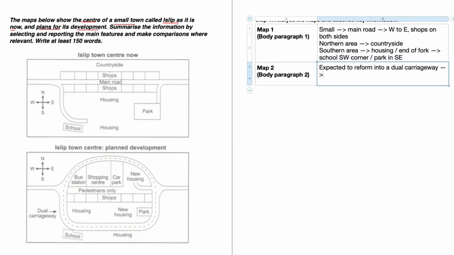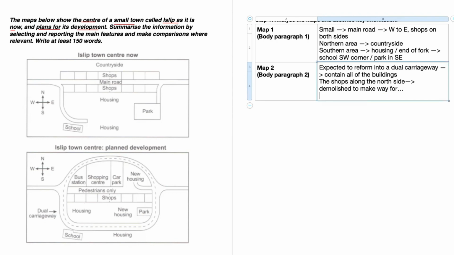And that is going to contain all of the buildings, it seems. You see how everything is in this dual carriageway. So the shops that were along the north side of the new pedestrian street, if we look here, these shops that we saw in our first map, it looks like these are going to be demolished, for example, to make way for this bus station and the shopping center and the car park. So I want to say that these things will be demolished to make way for, I'm not going to write all of these things, I'm just going to know the bus station, the car park, etc. And then I'm going to make another point.